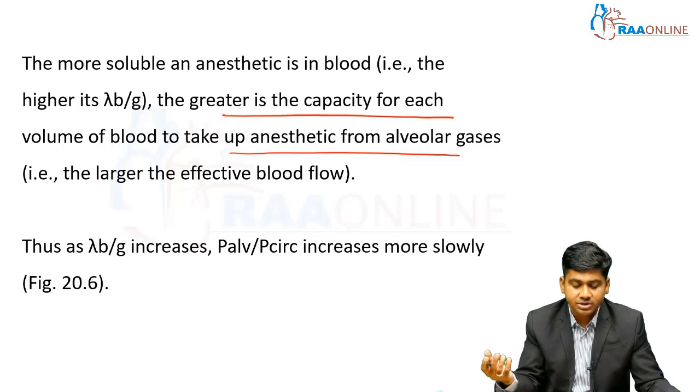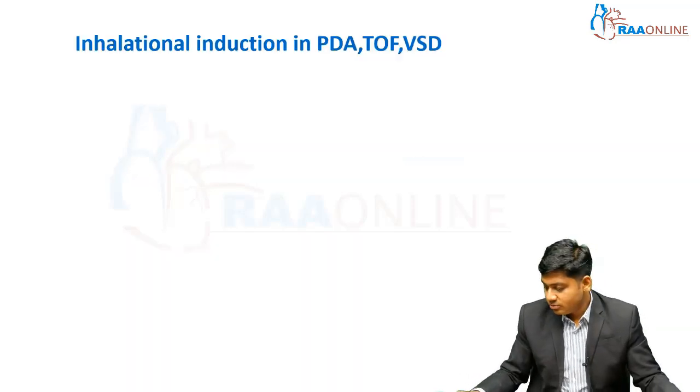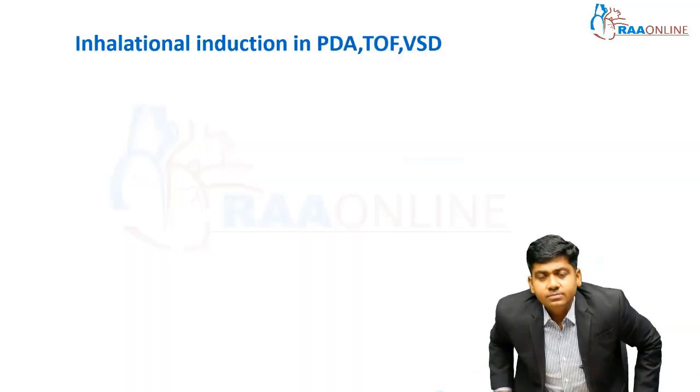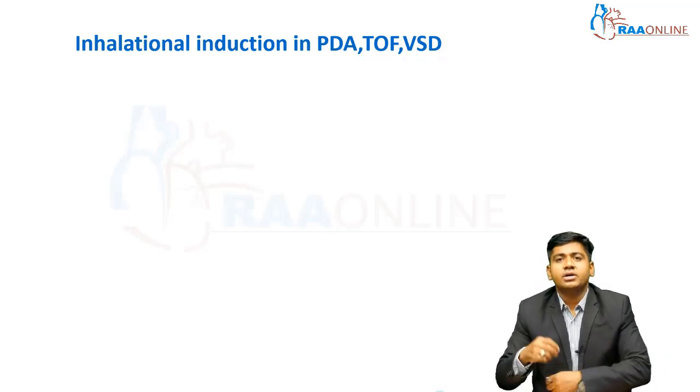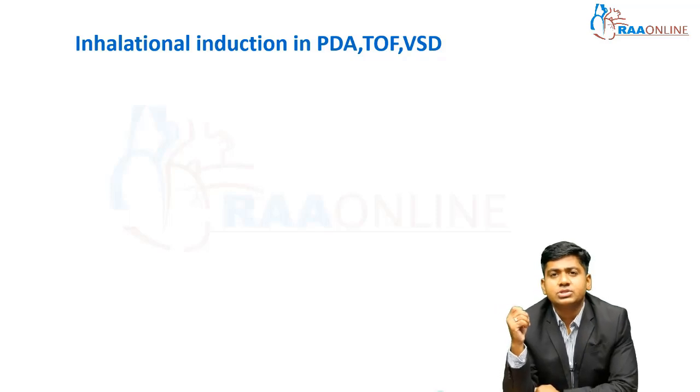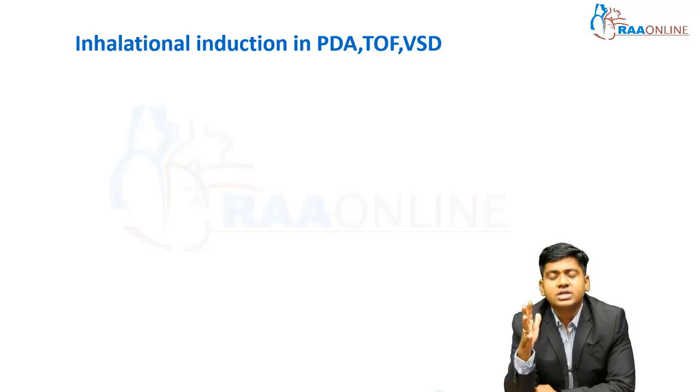So when the blood gas partition coefficient increases, the blood concentration of the anesthetic agent increases rather than the alveolar concentration. So coming to PDA, TOF and VSD, mostly we come across pediatric patients who have patent ductus arteriosus, TOF and VSD. The difference between PDA, VSD and TOF is that patent ductus arteriosus is always a left to right shunt, VSD is also a left to right shunt, and when we have TOF, it will be a right to left shunt, so to say.